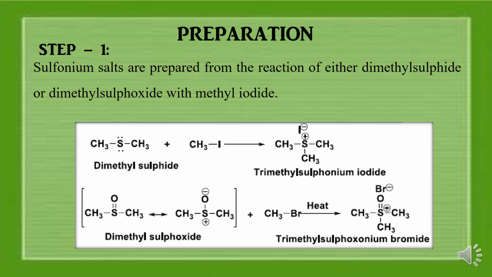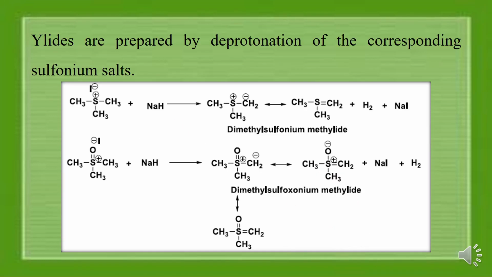The preparation of sulfur ylides involves two steps. The first step is the treatment of dimethyl sulfide or dimethyl sulfoxide with a methyl halide. This results in the formation of the trimethyl sulfonium salt or trimethyl sulfoxonium salt. In the second step, the salt is deprotonated with a strong base to get the corresponding methylide, which we call the sulfur ylide.